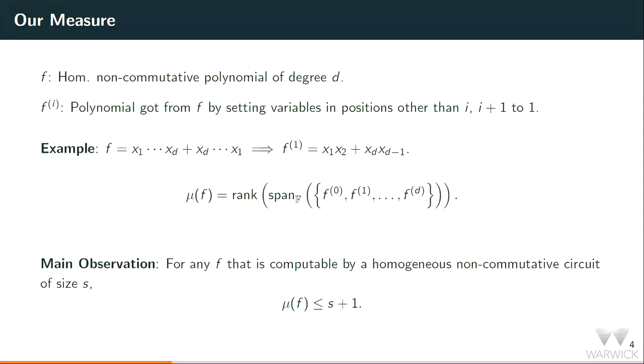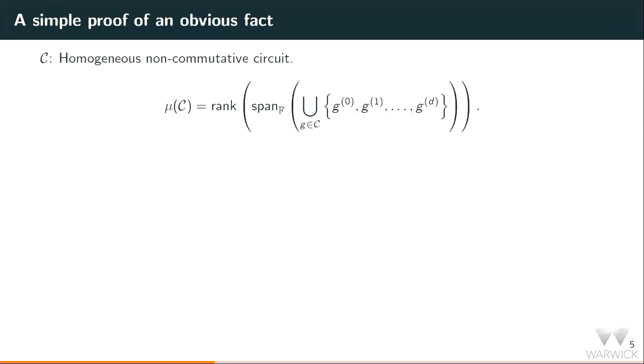And the main observation is that for any f that is computable by a homogeneous non-commutative circuit of size s, this measure is at most s plus 1. Okay. So we'll basically be seeing a proof of why this is true, and we'll use it to prove the lower bound.